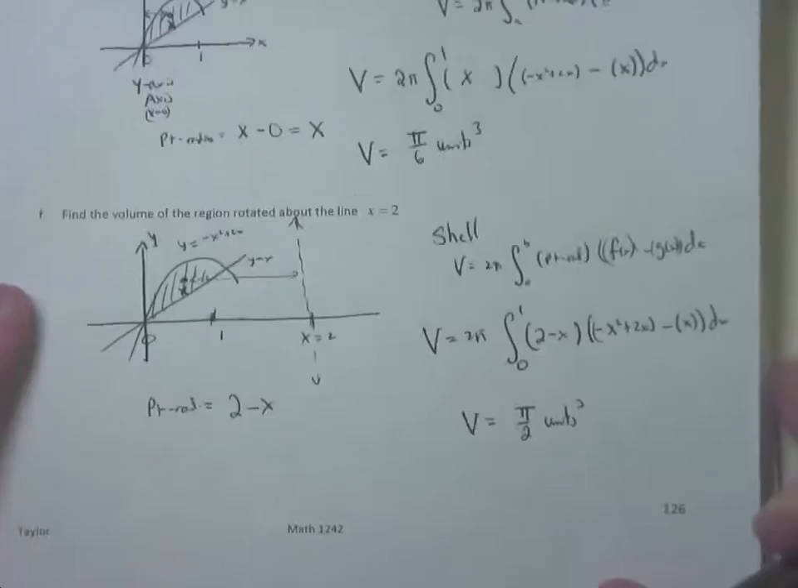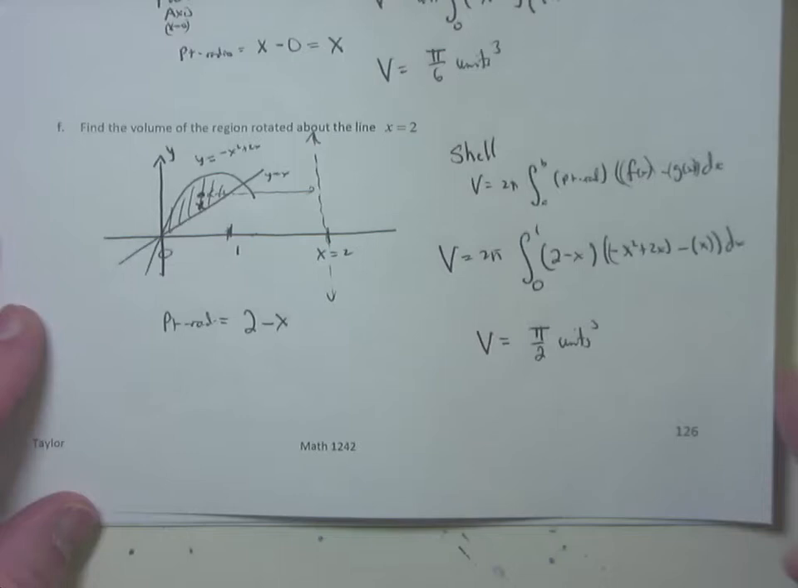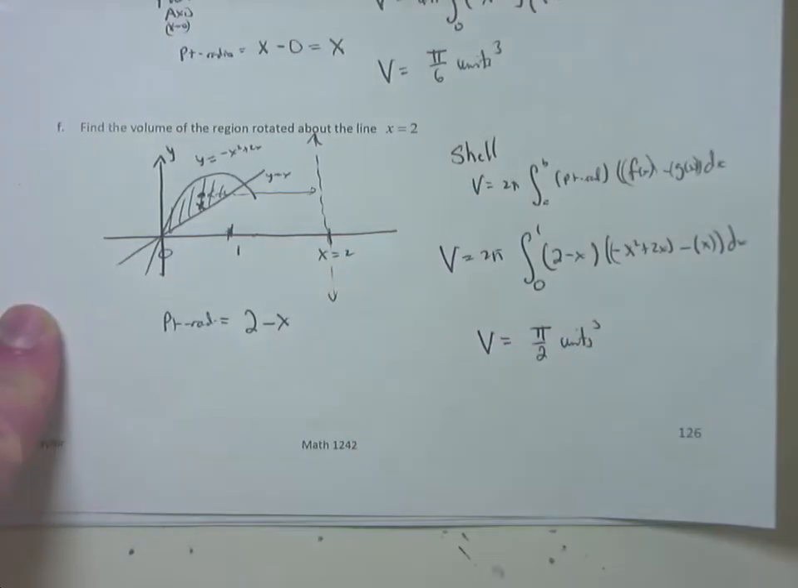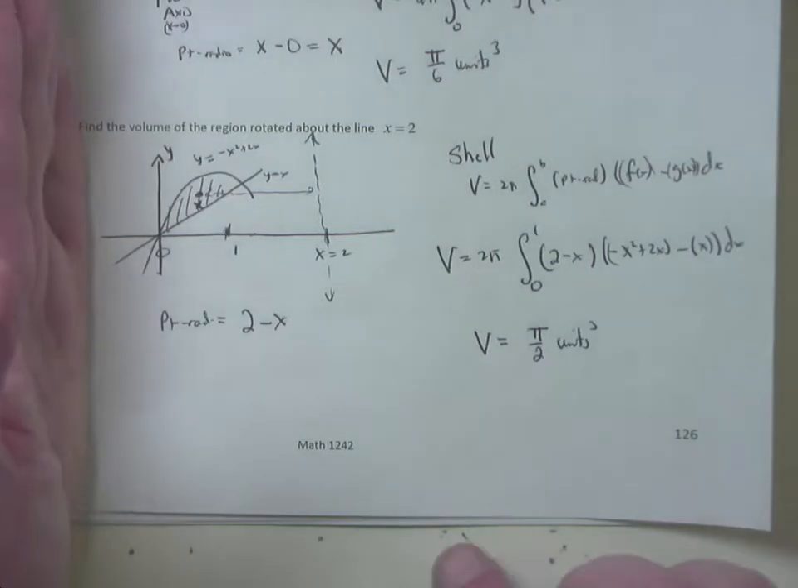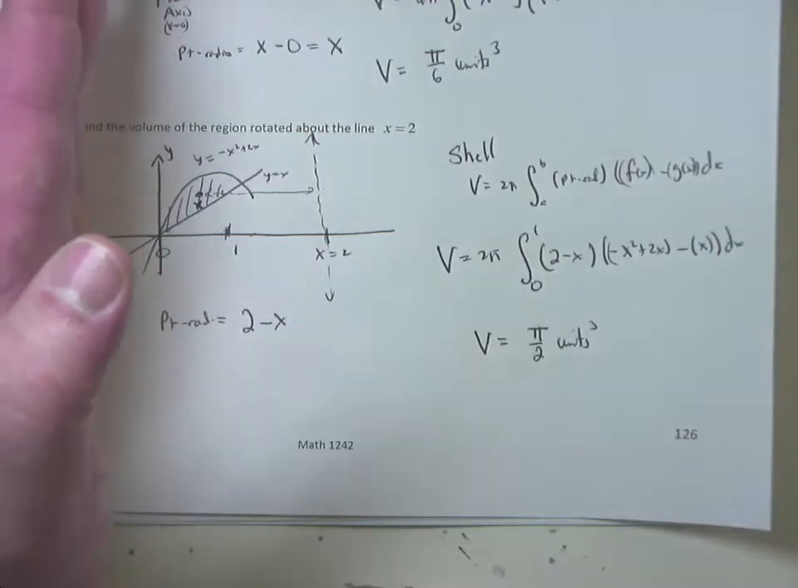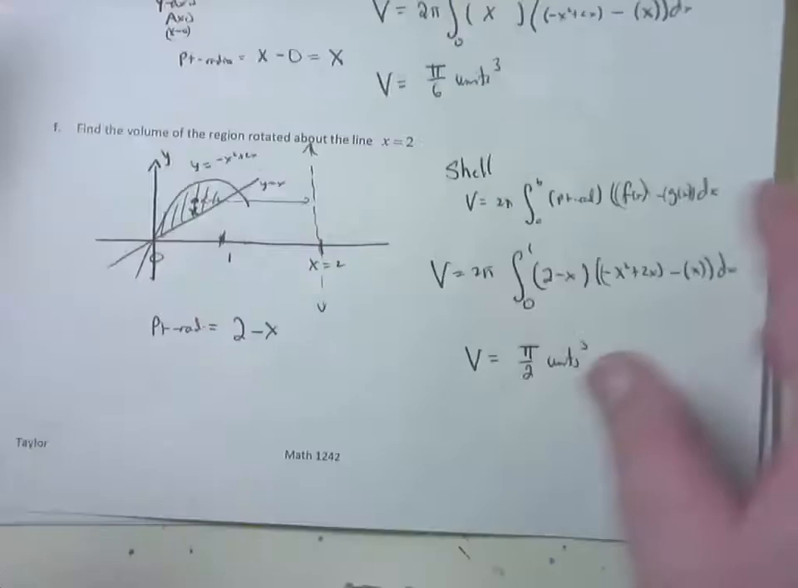And one more, just in case I threw one like this on you. If I happen to put the axis x equals negative 2, what would my point radius be? If it was x equals negative 2 on this side, it'd be x minus negative 2, which makes it x plus 2. Right minus left on this.